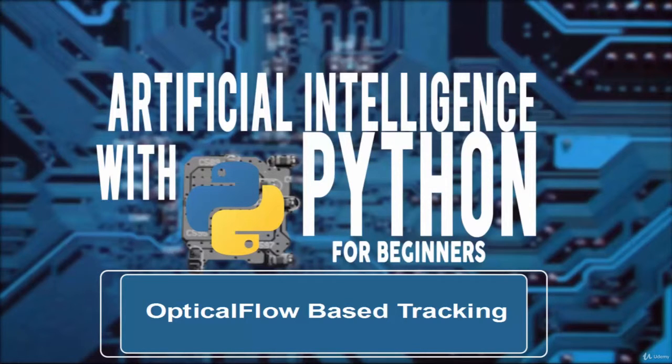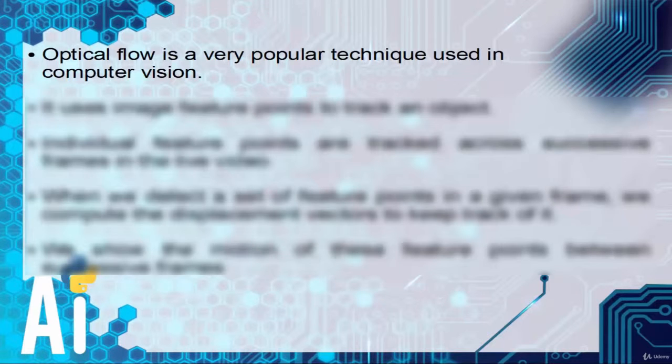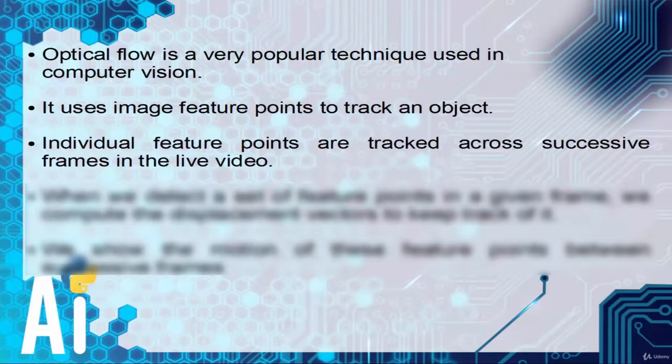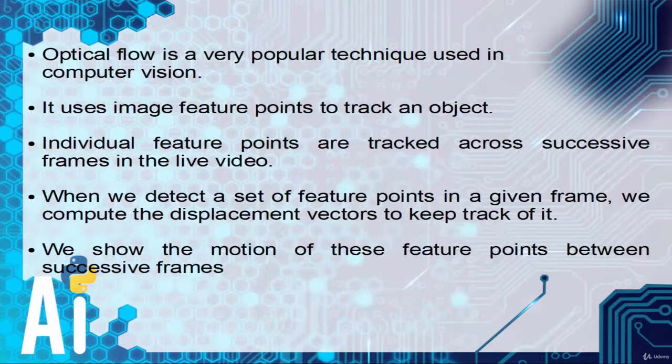Welcome. In this video, we'll learn about optical flow based tracking. Optical flow is a very popular technique used in computer vision. It uses image feature points to track an object. Individual feature points are tracked across successive frames in the live video. When we detect a set of feature points in a given frame, we compute the displacement vectors to keep track of it. We show the motion of these feature points between successive frames.